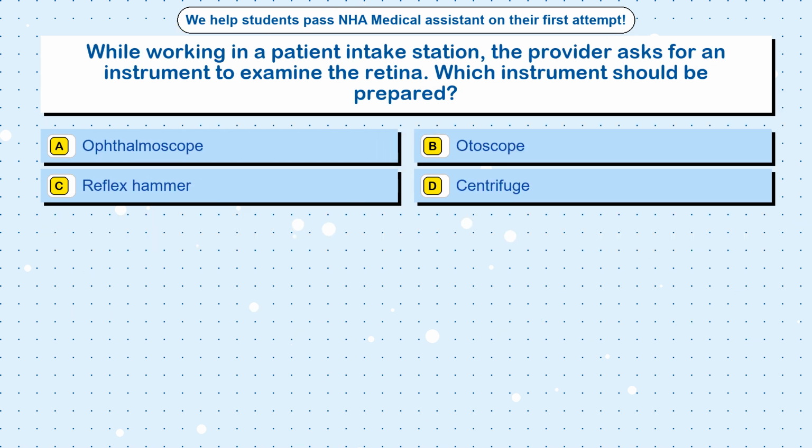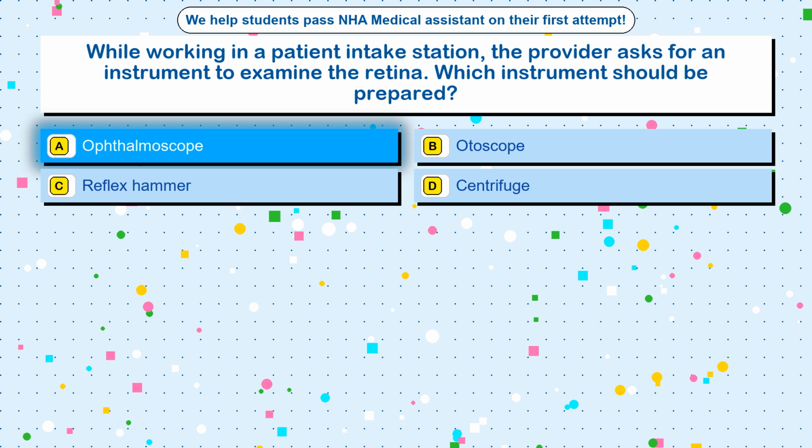Question 77. While working in a patient intake station, the provider asks for an instrument to examine the retina. Which instrument should be prepared? Option A. Ophthalmoscope. Option B. Otoscope. Option C. Reflex hammer. Option D. Centrifuge. The correct answer is option A.